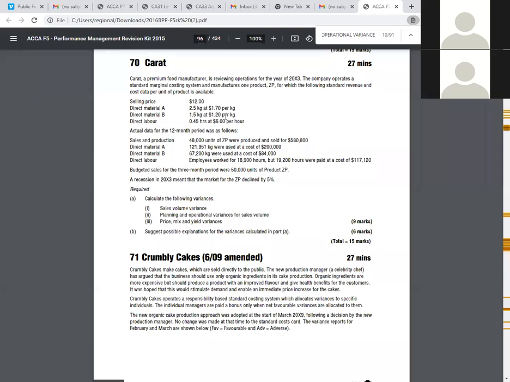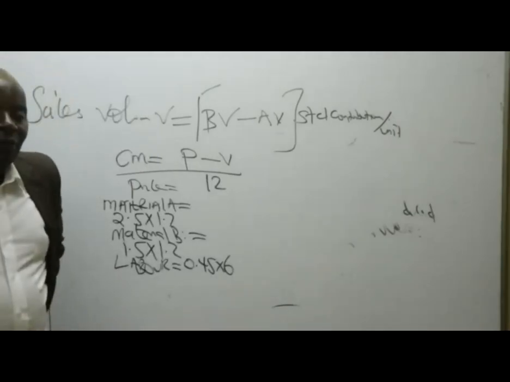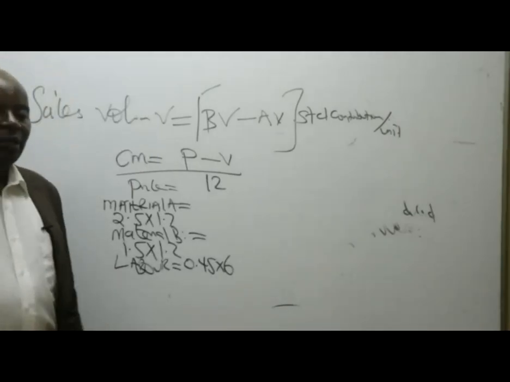Labor, what do we have there? For labor we have 0.45 times 6. So could you kindly give me these figures very fast?